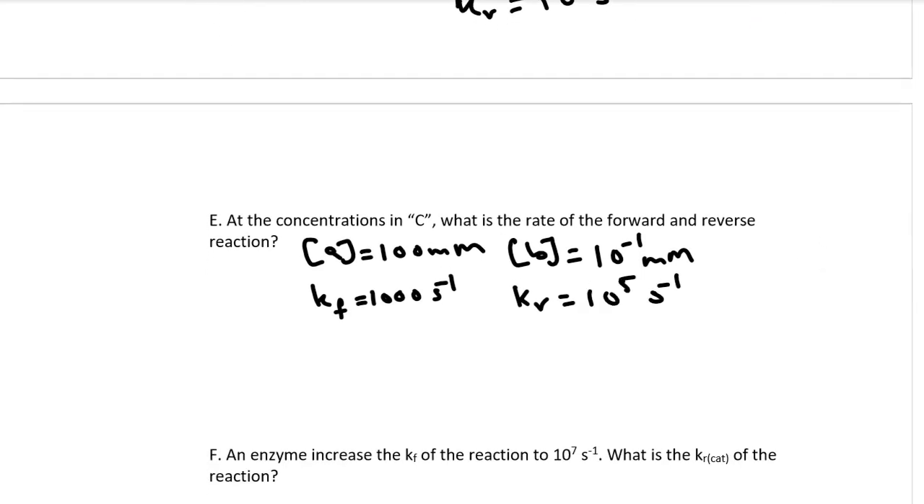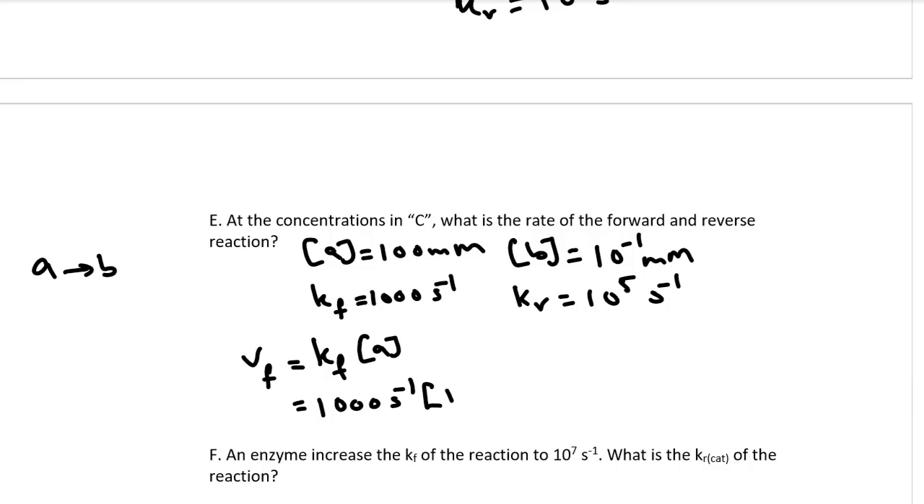Okay, so just remember our reaction. Our reaction was A to B, right? So our V forward will be Kf times the concentration of reactant, which is A. Which then we plug in the numbers, we get 1,000 per second times, and the concentration of A is 100. And this will give me 1,000 times 100, so this is 10 to the 3, this is 10 to the 2, this will give me 10 to the 5 millimolarity per second.